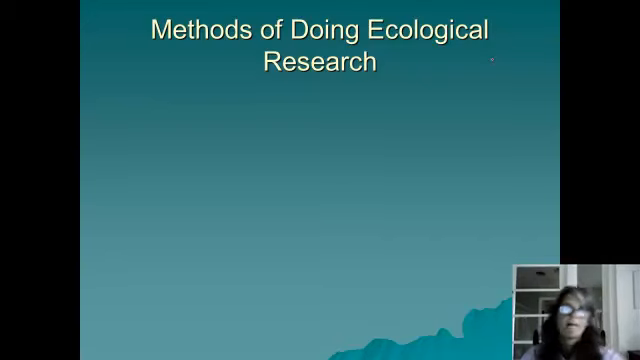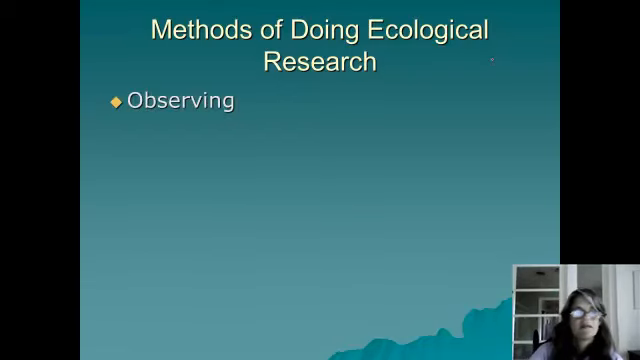Okay? Now, methods of doing ecological research. When people do ecological studies, they may do these simply by observing long-term field studies, just recording what they see, perhaps rainfall amounts and effects of that on population numbers over a long period of time, or whatever. So they may just observe.